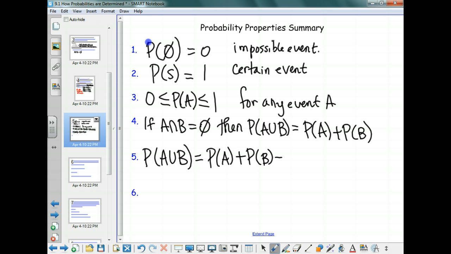Which means I counted it when I counted the prime numbers, and I counted it when I counted the even numbers. So what I have to do is remove my double counting. And so this probability is removing the overlap. It removes what they have in common one time.